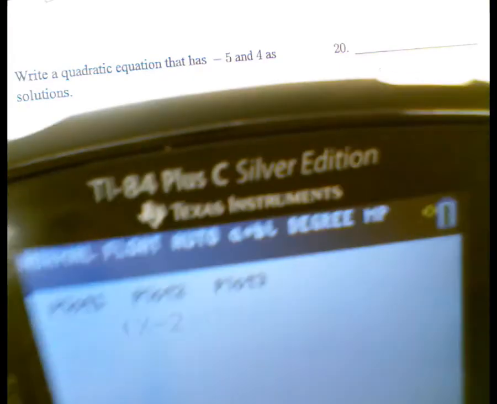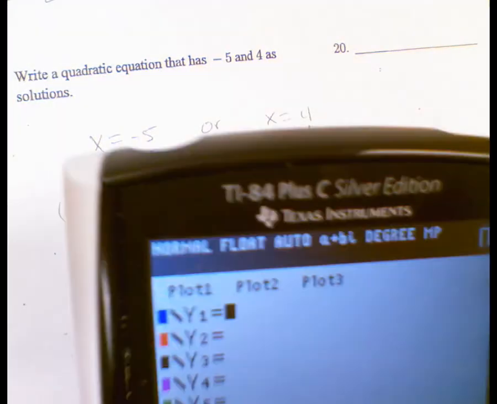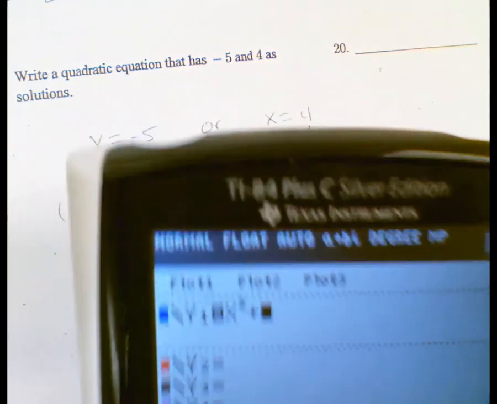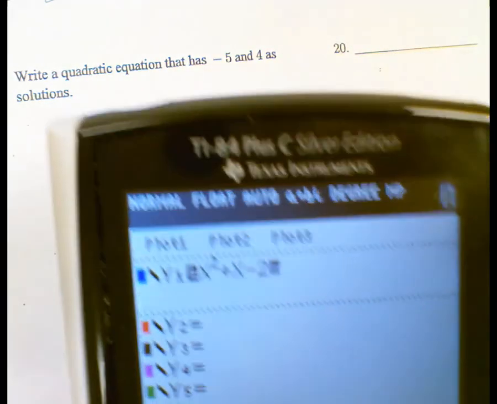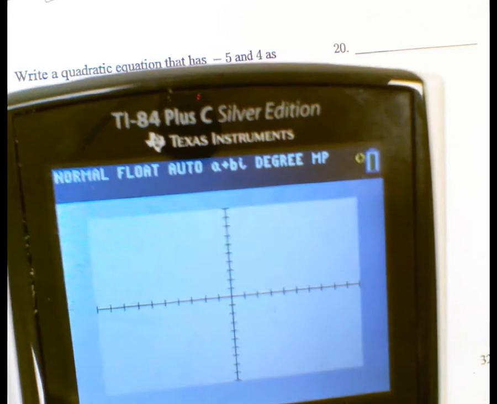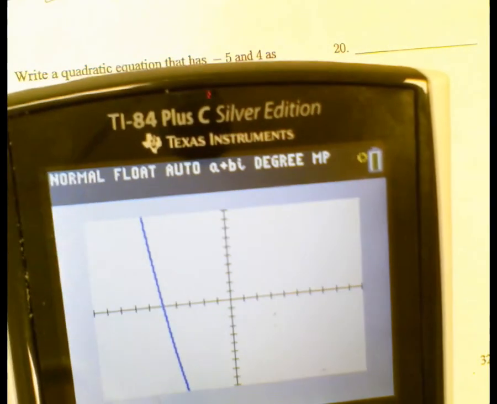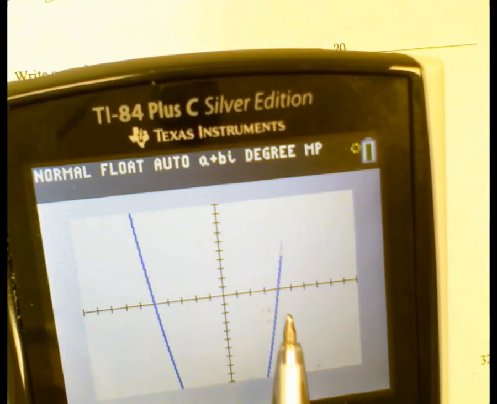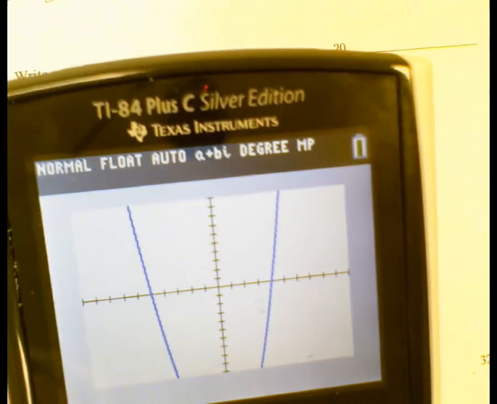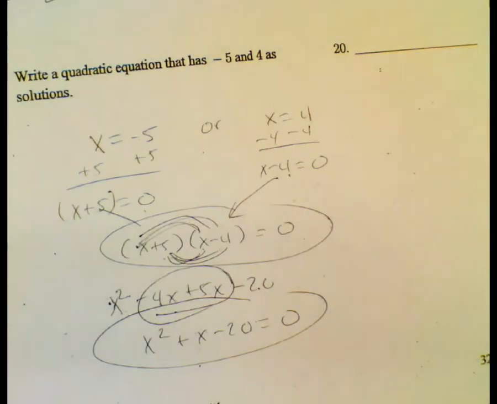If you punch that in the calculator to double check it to make sure you did it right, x squared plus x minus 20. And it crosses at -5 and at 4. So that just double proves to you that you did it right. Okay, that's it.